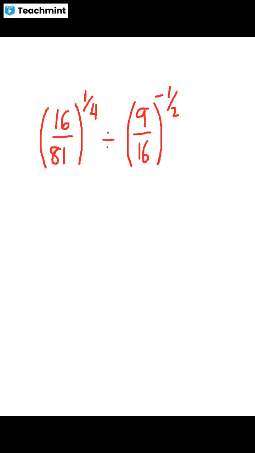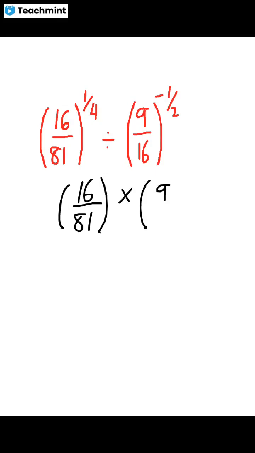So let's continue. Now, this is division. I can change this to multiplication immediately. I say 6 over 81. I can change this one to times. Then the power will become negative. So negative of negative half is going to be half. And 9 over 16 is to the power what? Half. This is to the power 1 over 4.